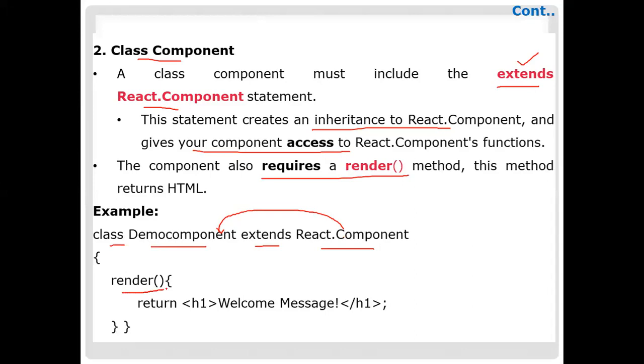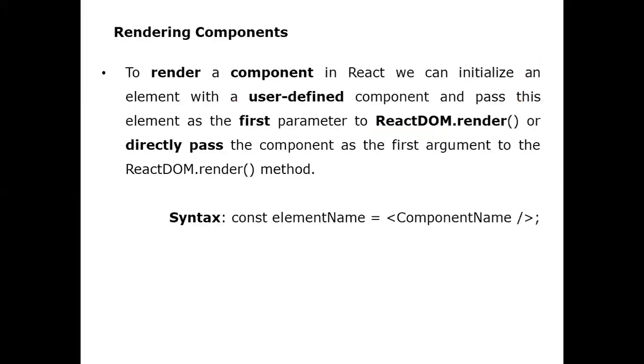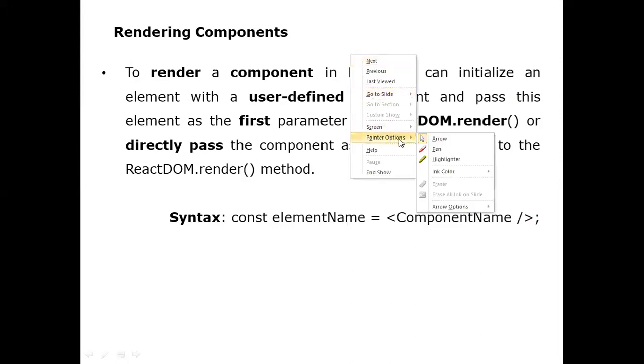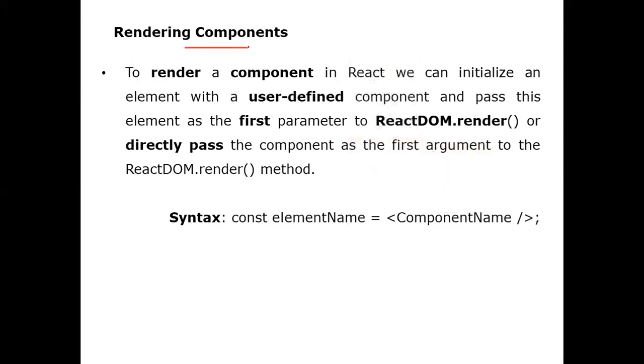As I said, it requires the render, and render returns the HTML lines of code. This is a simple example. Next, coming to rendering components: like how we call a function with the help of parentheses and semicolon, in a similar fashion, how can we render the components? We already know we have a render method, but how can we pass that component into this render function?